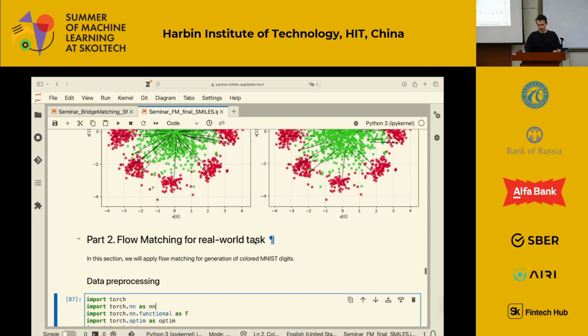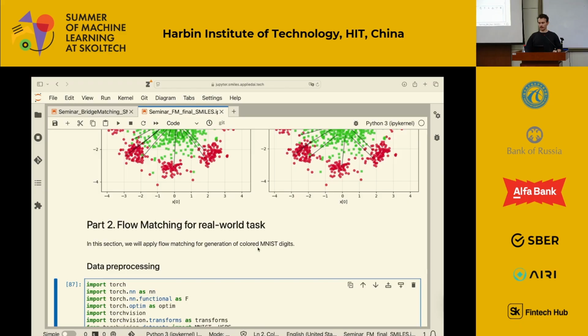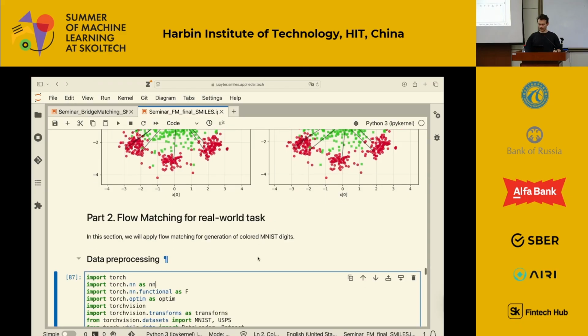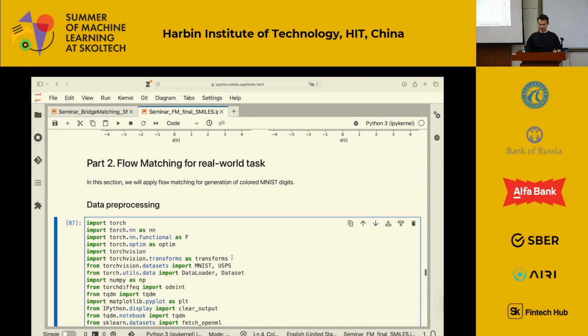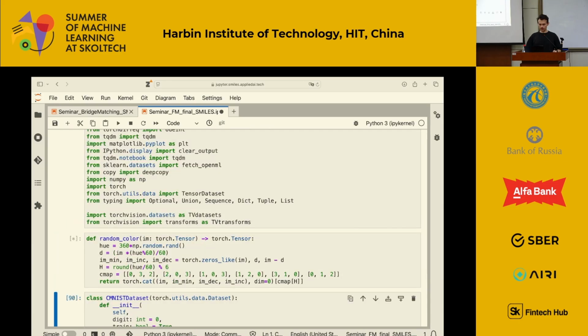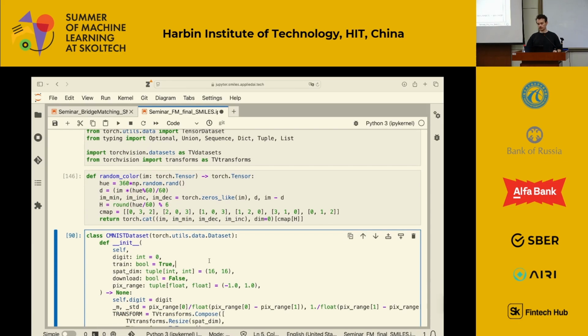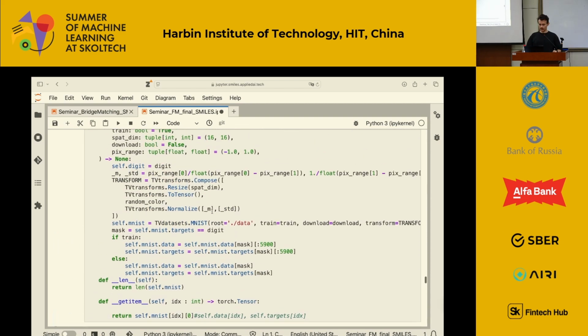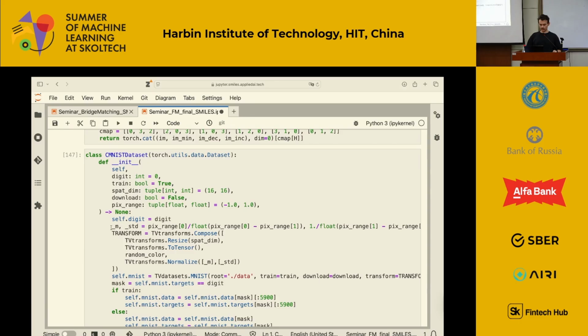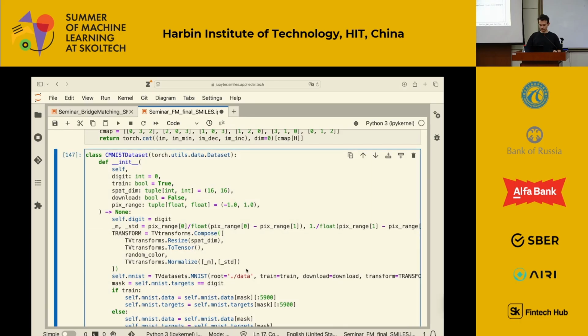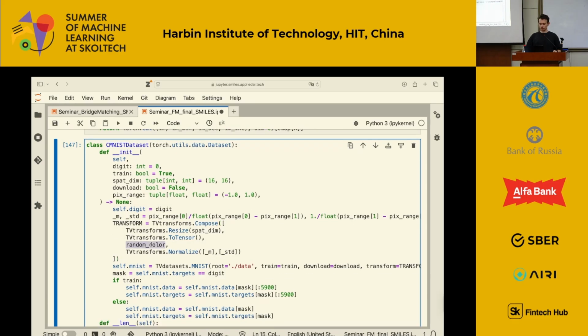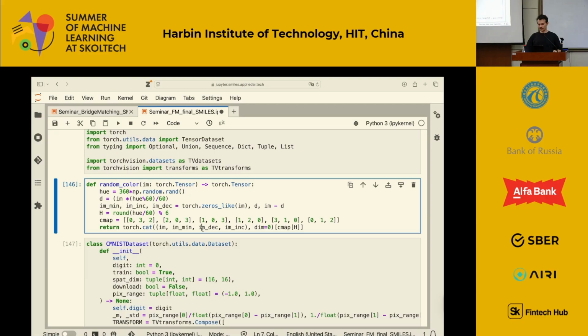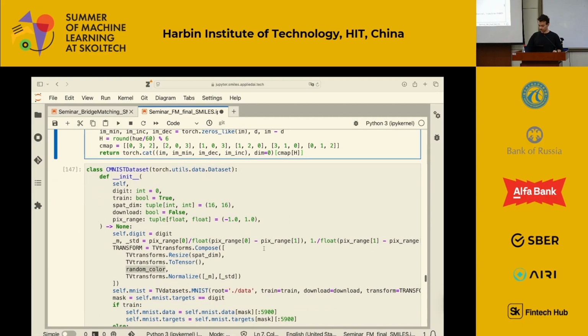Okay. Then let's go to the second part, which would be the image-to-image generation problem. So this is a little bit more serious problem. We will try to generate samples from the colored MNIST dataset in 16 by 16 resolution. So we have this dataset here. Basically we do some standard stuff, like transforming to tensor and resizing, and we do random coloring of our MNIST dataset into 1, 2, 3, 4, 6 colors. 6 colors.